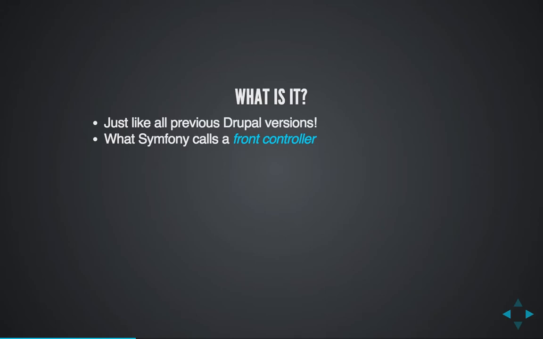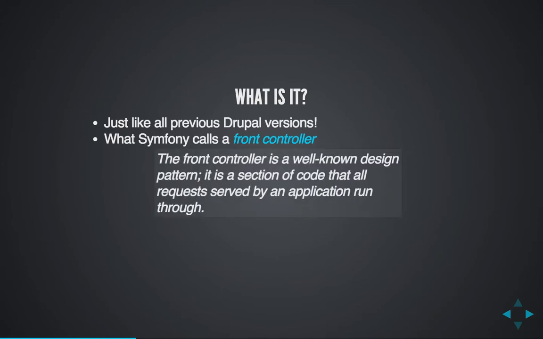It's what Symfony calls a front controller. And Symfony defines it as a well-known design pattern that is a section of code that all requests that are incoming are going through, and then the application responds to it. So index.php, which might have seemed a little bit mysterious and bizarre in the past, it's there for legacy reasons. It's a front controller, nothing more, nothing less. And in Symfony, this is usually called an app.php file.